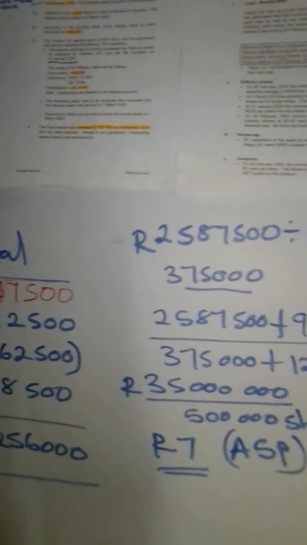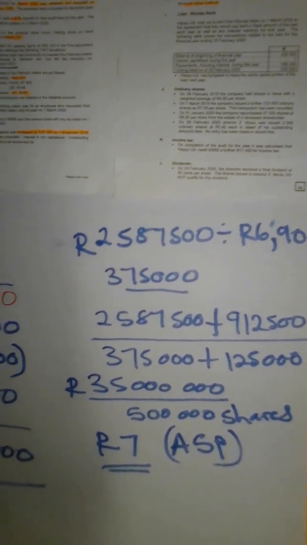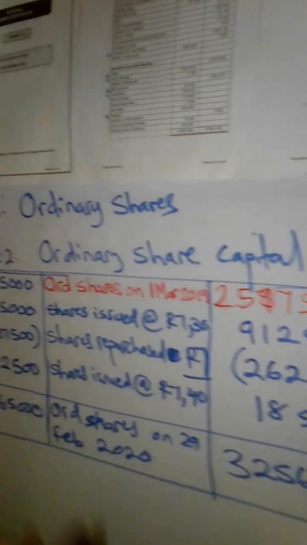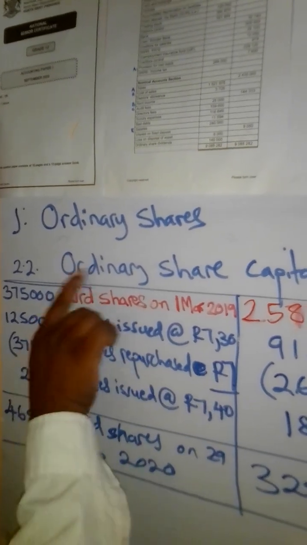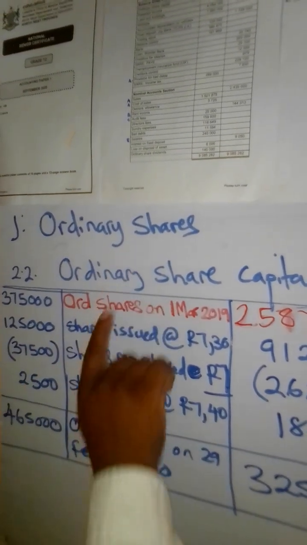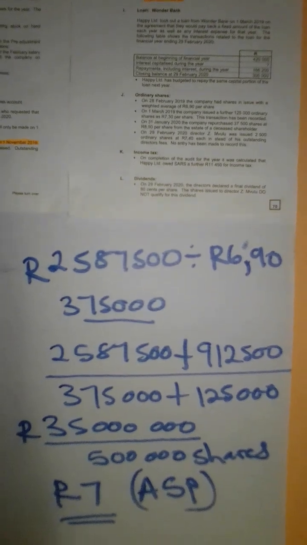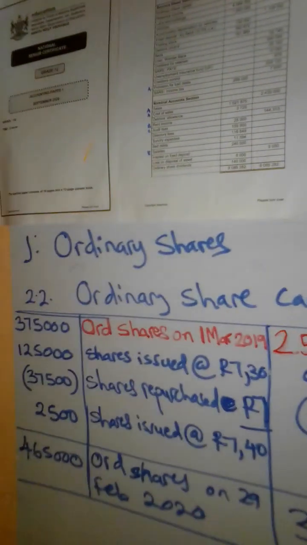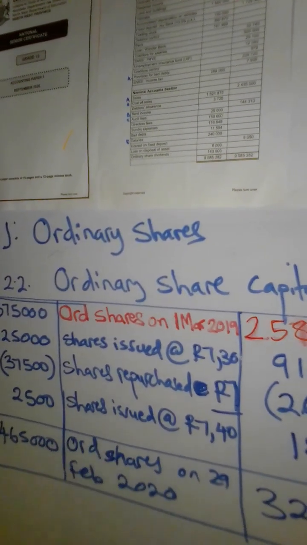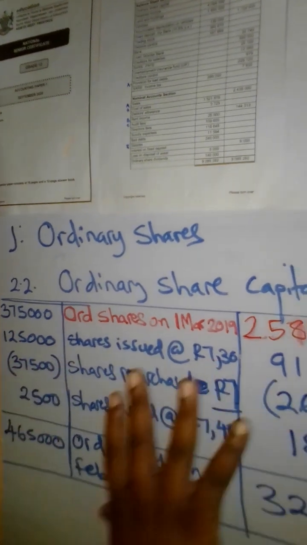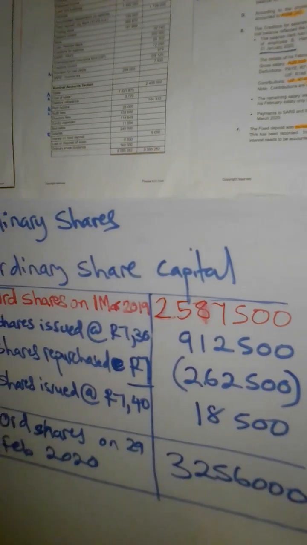You need to remember, whenever there is a repurchase of shares, we need to find the average share price first before we can multiply with the number of shares. How do we get the average share price? We say the shares at the beginning plus the ones that were issued, and we divide by the number of shares, which in this question are the 375 at the beginning plus the 125 that were issued during the year before the repurchase. We get an average share price of 7 rand, and then this is how we do the ordinary share capital. For the repurchase, remember, the average share price.